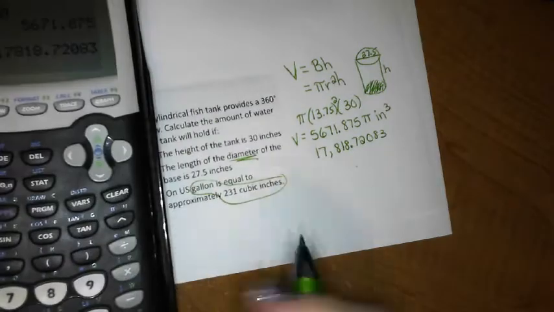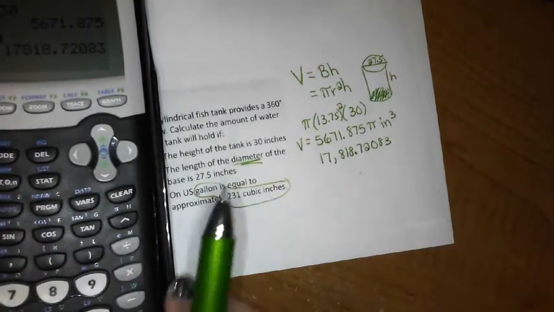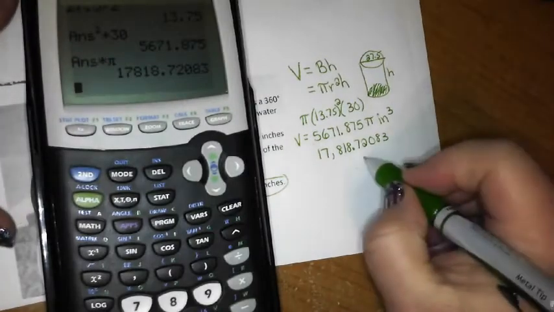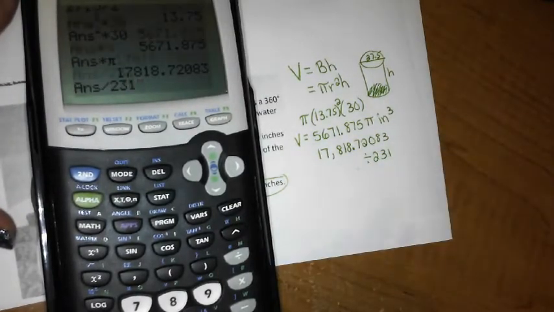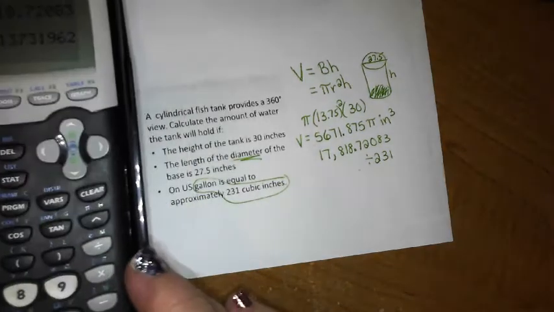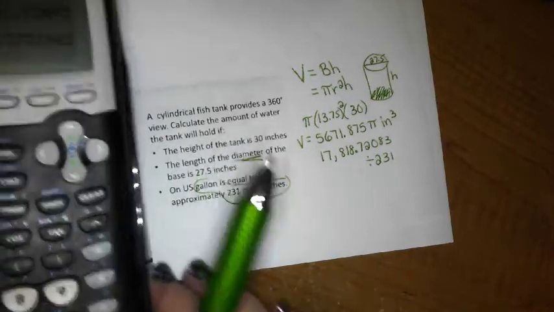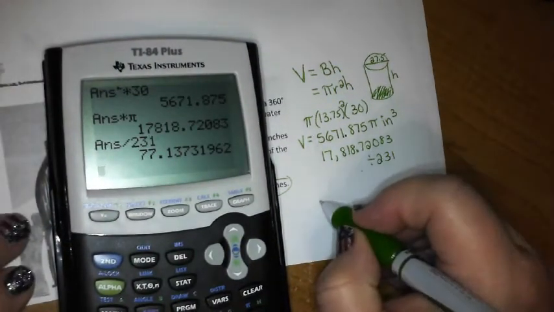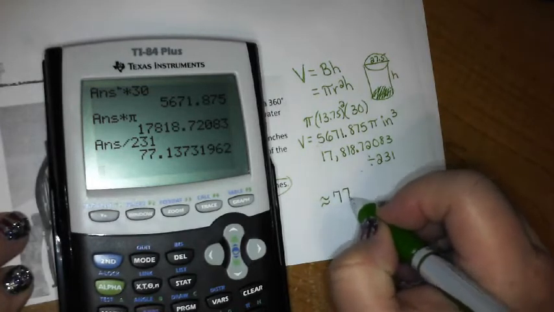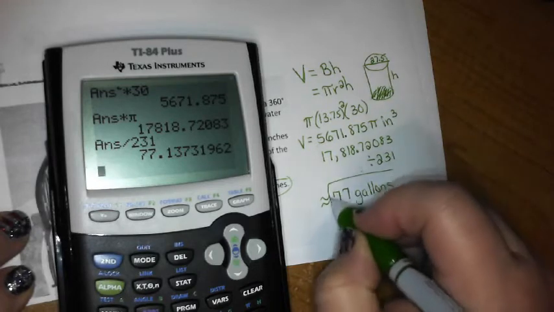And all I need to do to find out how much water, that's how many cubic inches, I want to know how many gallons. I'm going to divide it by 231 to get my approximate answer. So I said calculate the amount of water the tank will hold. I got 77 points, all of that. So I'm going to say approximately 77 gallons of water. That's a big fish tank.